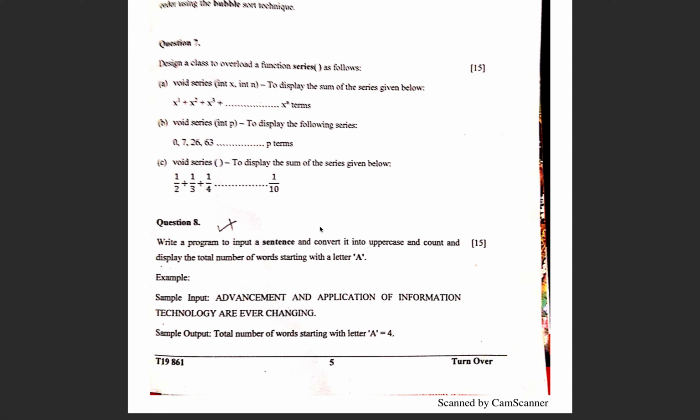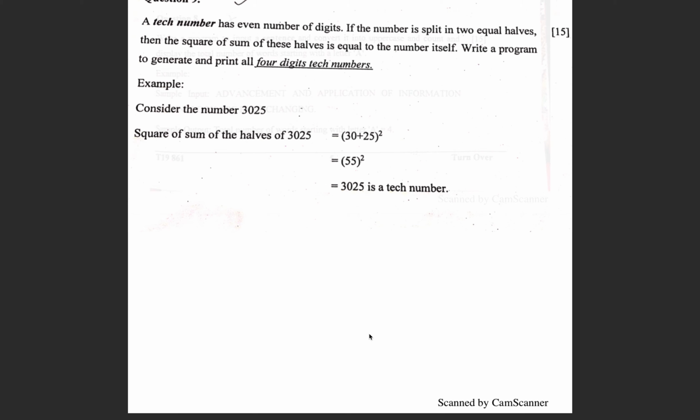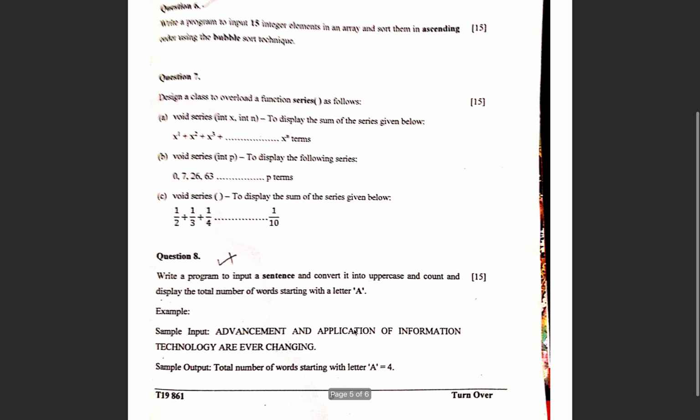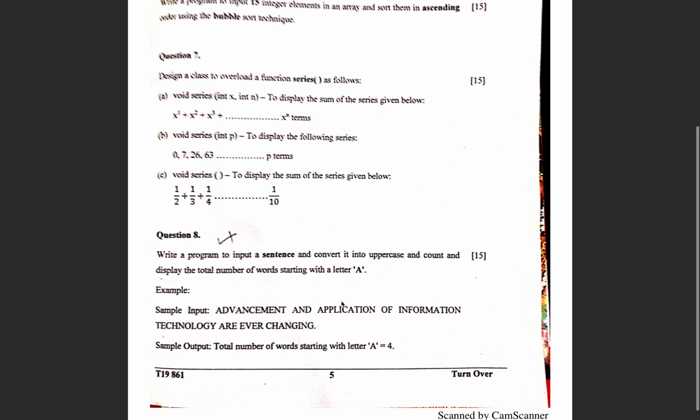So in this video I'm going to solve question 8 of ICSE Computer Applications paper 2019. Question 8 says: write a program to input a sentence, convert it into uppercase, and display the total number of words starting with the letter A. The sample input is this, and the sample output is: total number of words starting with letter A is equal to 4, since in this case advancement and application are 4 words.